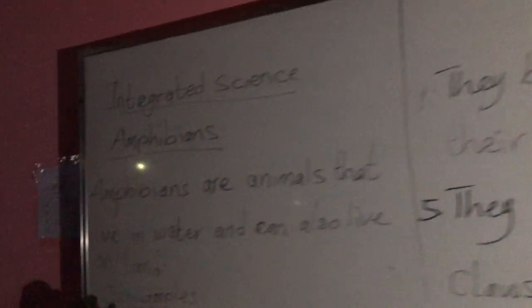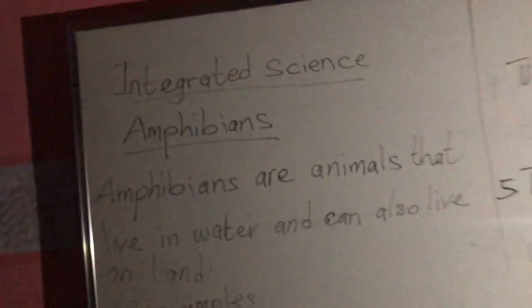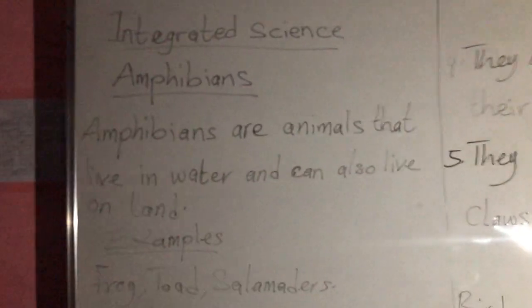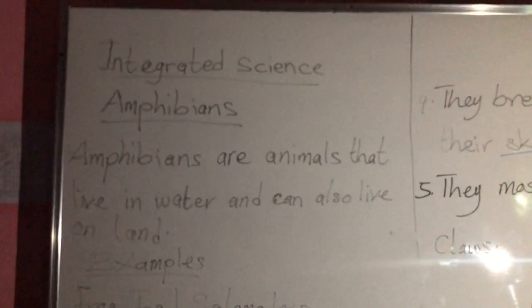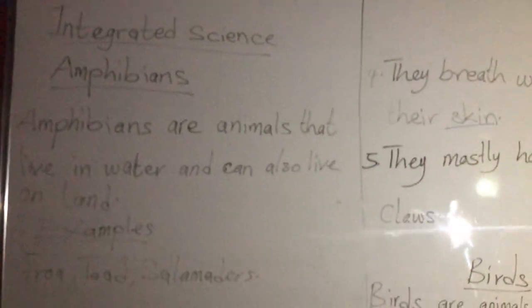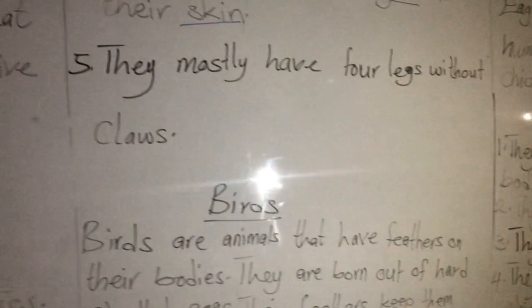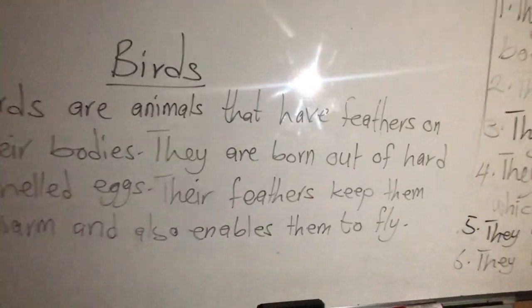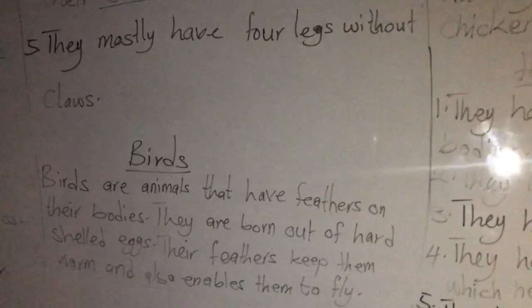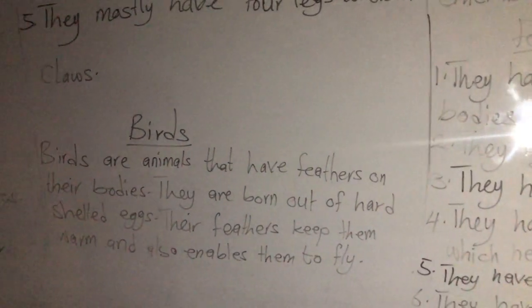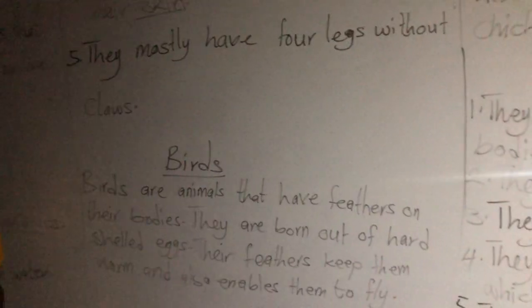Now to bring the lesson to an end, what have we learned today? We have learned about amphibians, and we learned that they are animals that can live in water and can also live on land successfully. And we also talked about birds, and we learned that birds are animals that have feathers on their bodies. Okay? And they are born out of hard-shelled eggs. Okay? Good. I'd like to bring the lesson to an end.